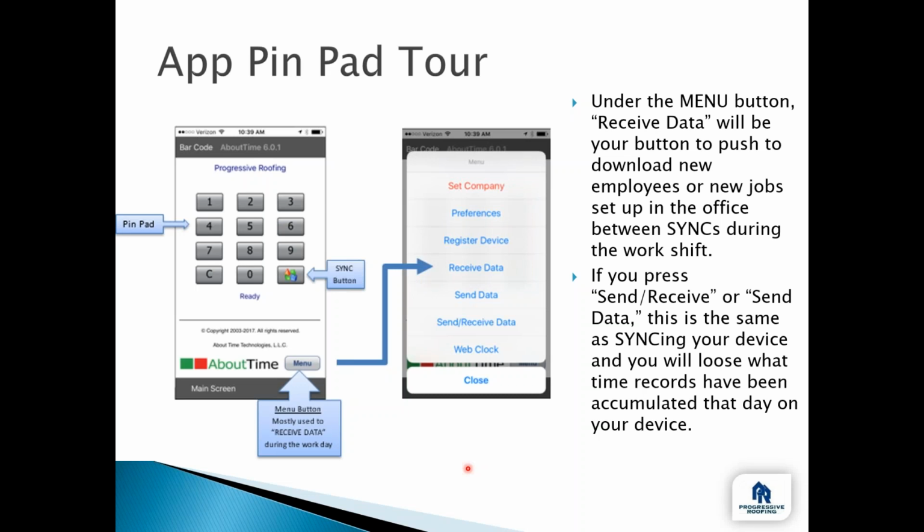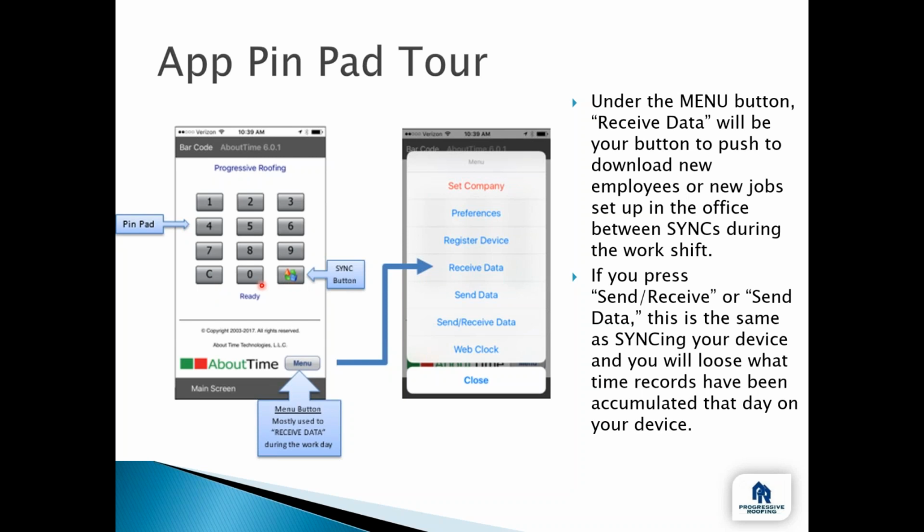Now, I want to show you the About Time app pin pad. So go to your manual and turn to page 2 and you will find this slide. When you open the app, this is your pin pad. You have the 10 key numbers. You have the C key, which is your clear button. And then this colorful button here next to the 0 is the sync button.